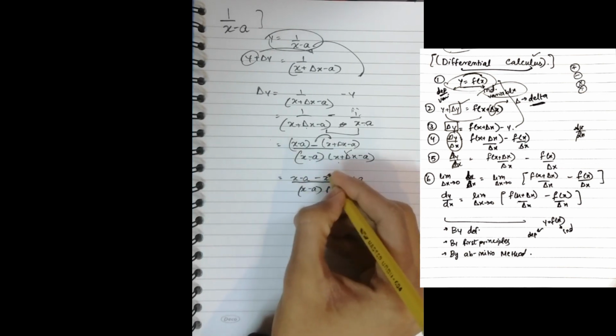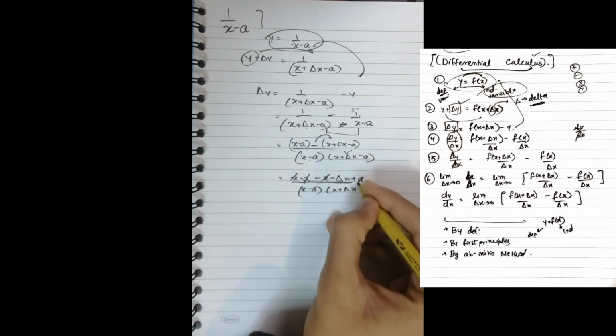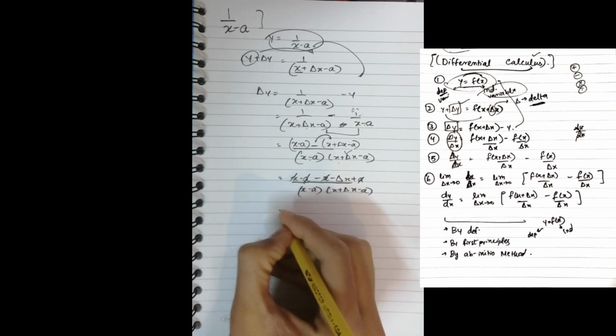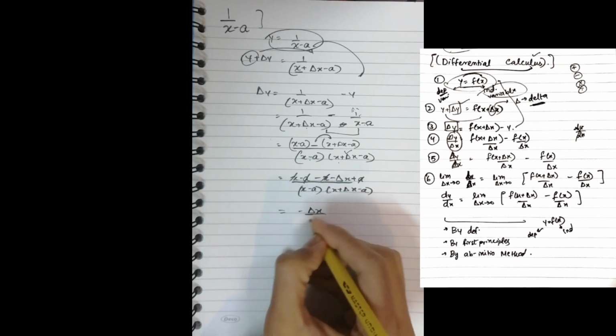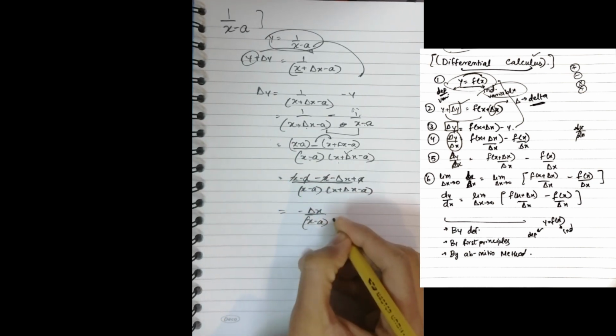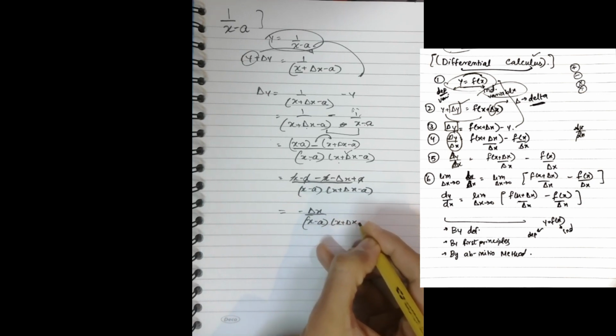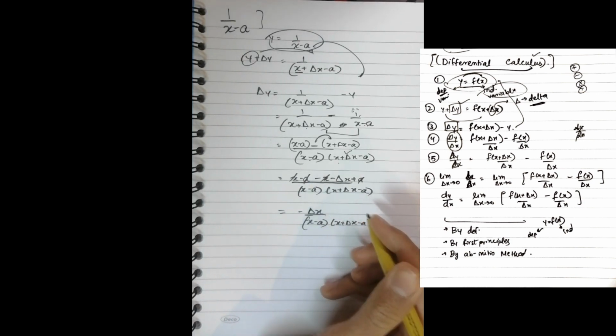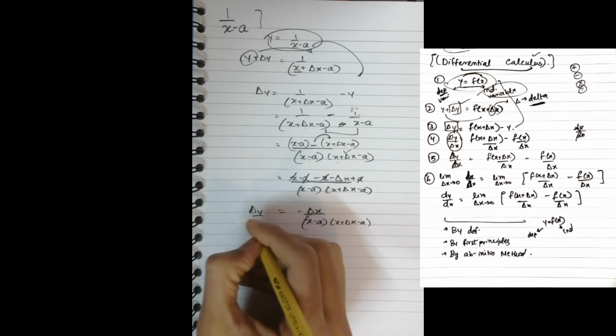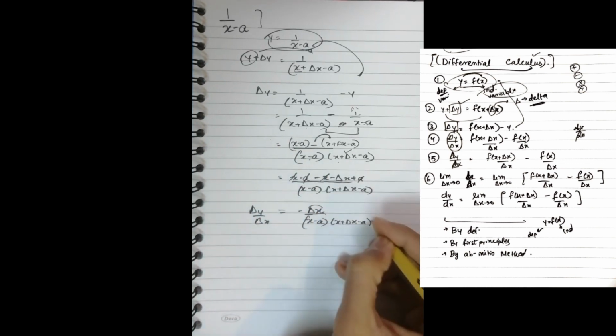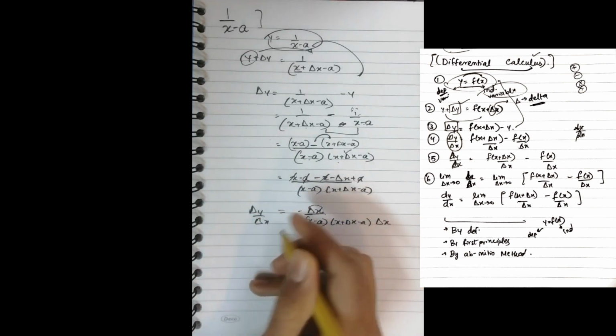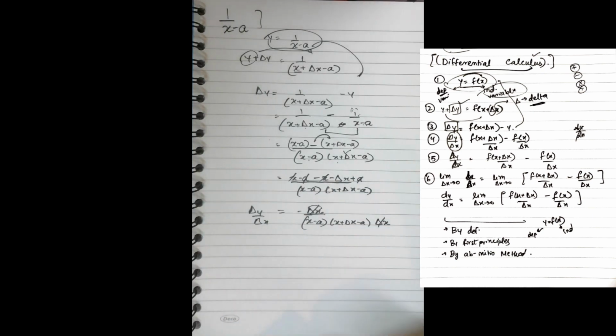And this x and this x are cancelled, a and a are cancelled, and what remains is negative delta x divided by x minus a and x plus delta x minus a. Now the fifth step, actually you have to divide by delta x, and you can see that there is a delta x. So if we divide delta x on both sides, this can be cancelled. And I have told you in my previous videos that you have to simplify it up to the point where you can take out delta x common from the terms and you can cancel it from the denominator, right?